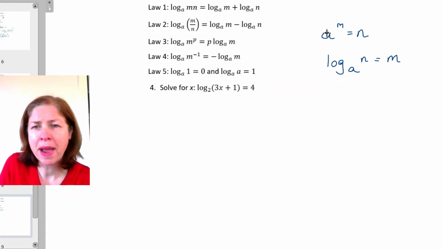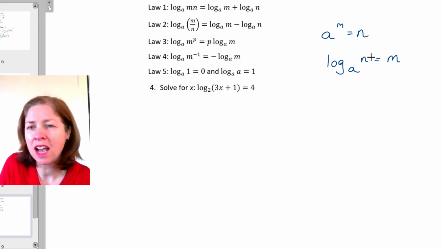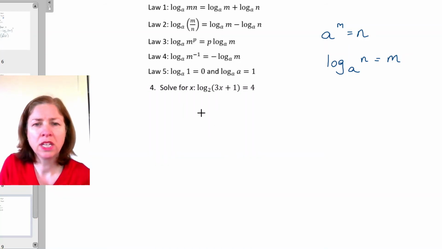So my base is always the base here. They stay the same. The power in the exponential becomes the answer in the logarithm, and the answer in the exponential becomes the argument in the logarithm. So let's do this one using that to help us.